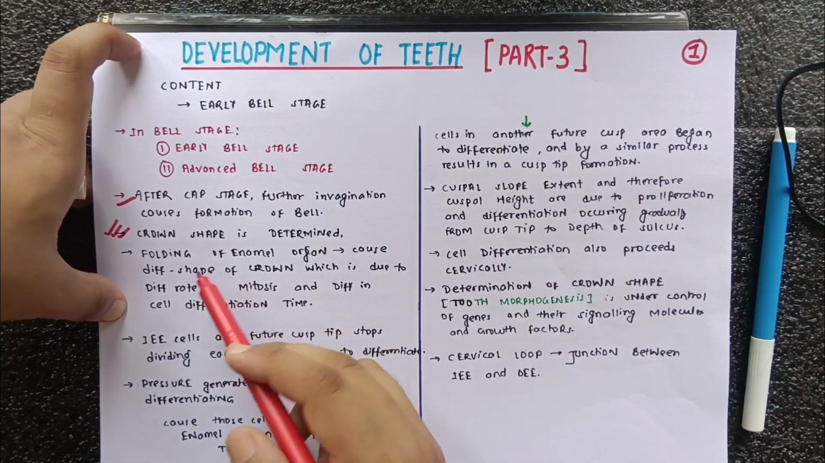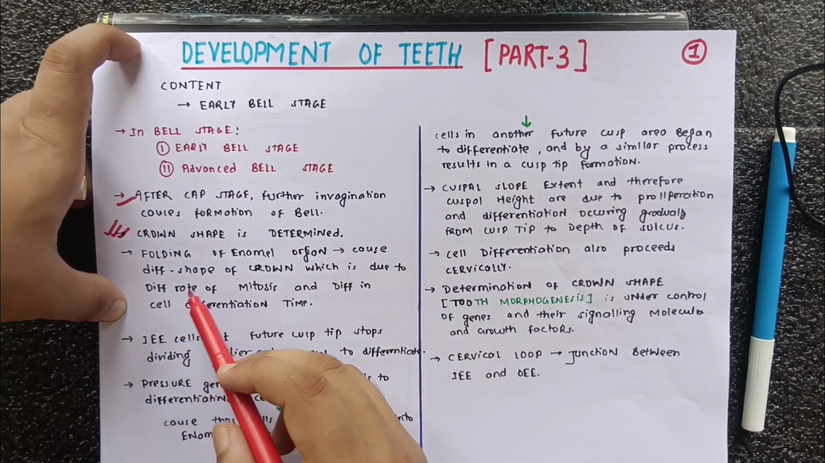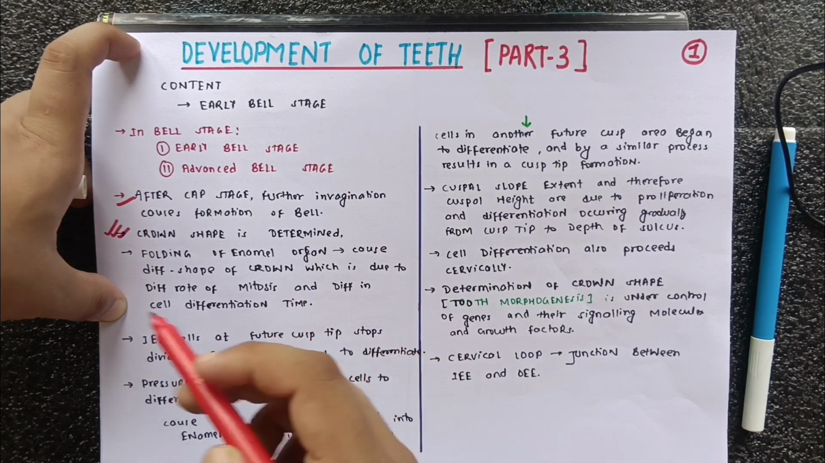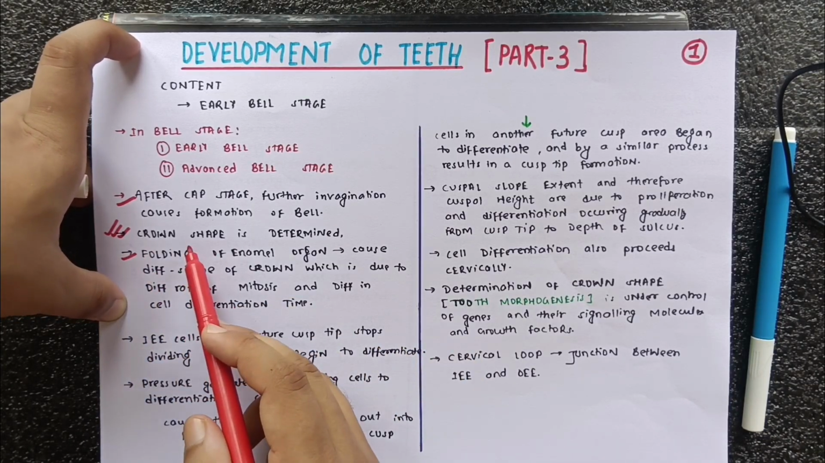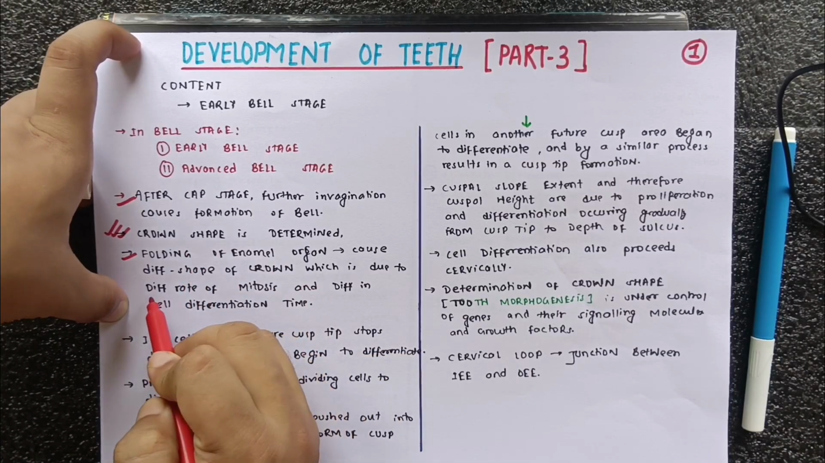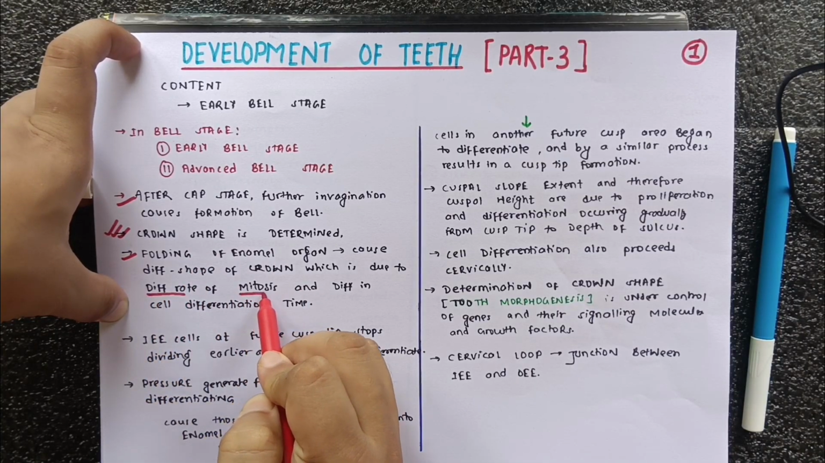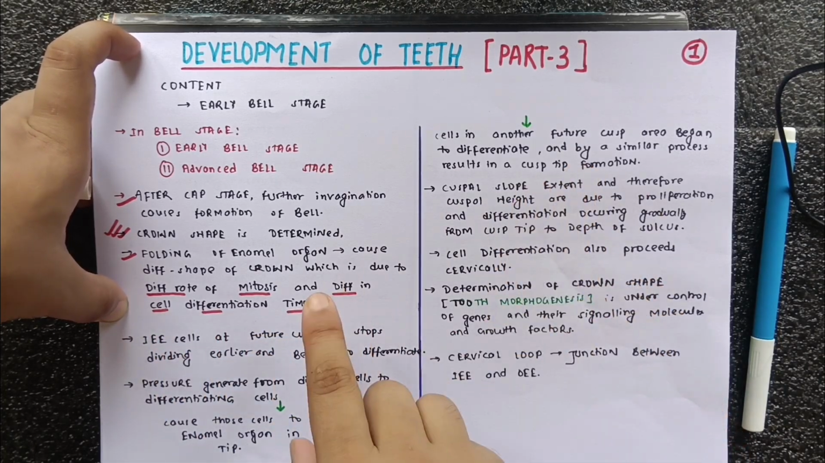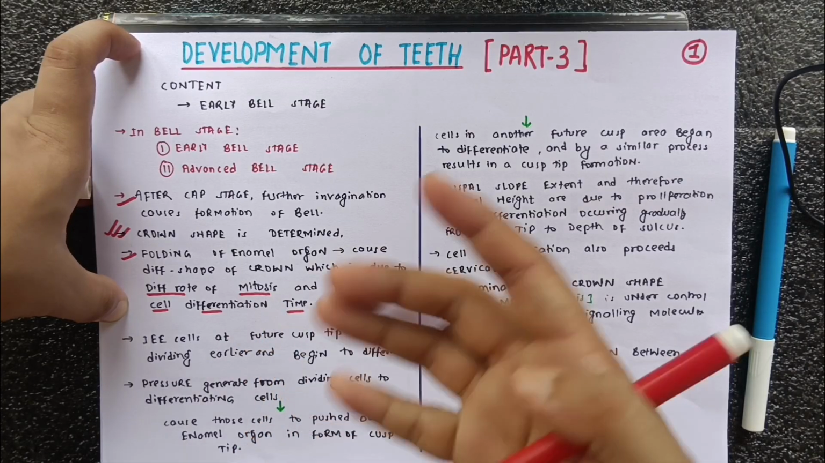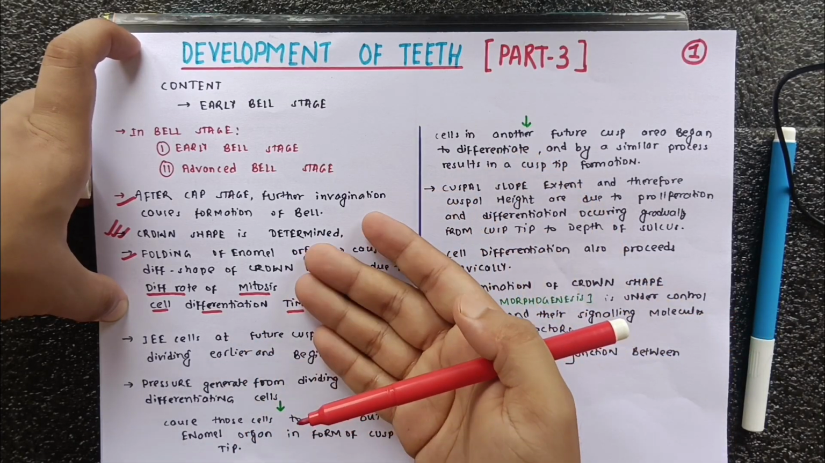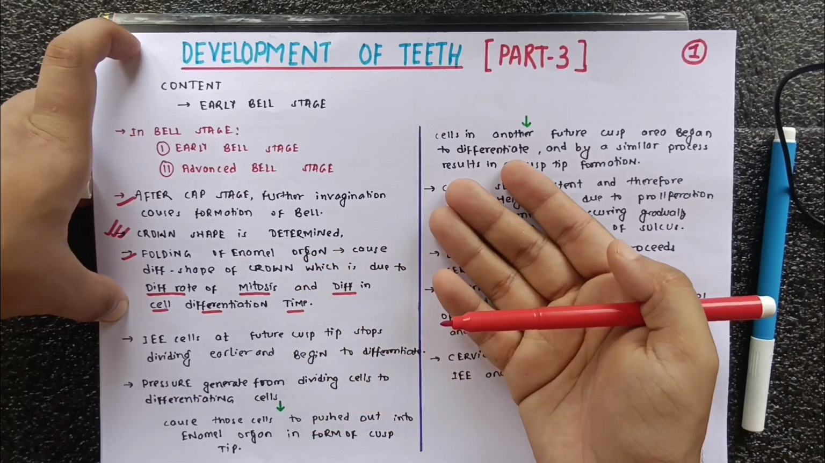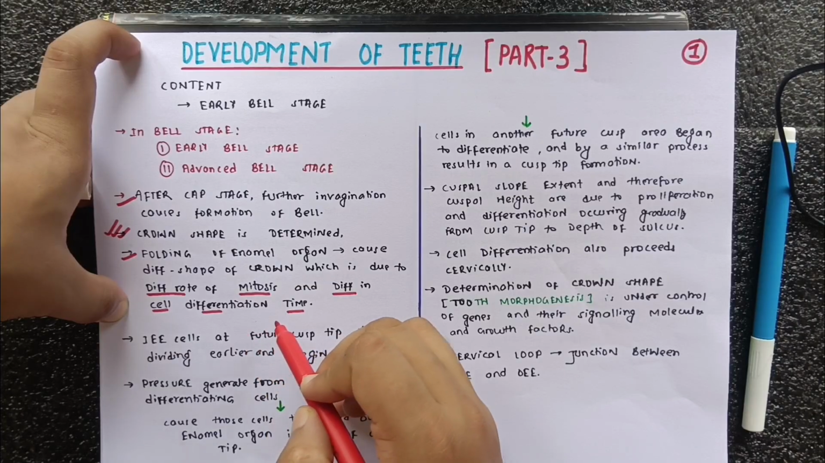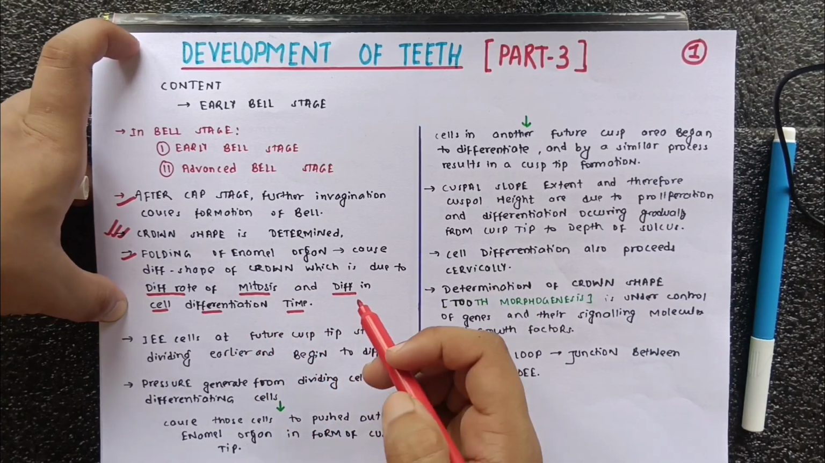Next, folding of the enamel organ causes different shapes of the crown, which is due to the different rate of mitosis and the difference in cell differentiation time. So how the different shapes of the crown are formed is due to the different rate of mitosis. The division and proliferation of cells is different at different places of the enamel organ. Similarly, the differentiation time is also different.